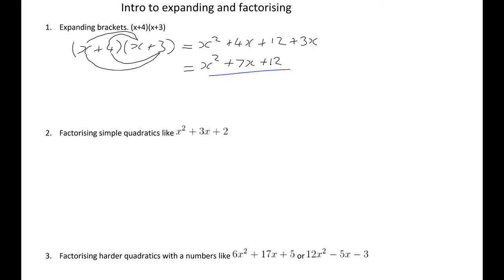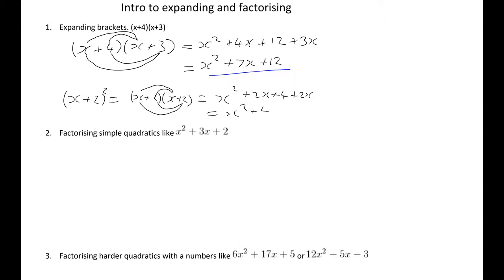Other thing you need to realise is if I gave you x plus 2 squared, that means it's x plus 2 times x plus 2. Now a common mistake here is to just do x times x and 2 by 2, but again we have the claw. So that equals x squared plus 2x plus 4 plus 2x, and that equals x squared plus 4x plus 4.